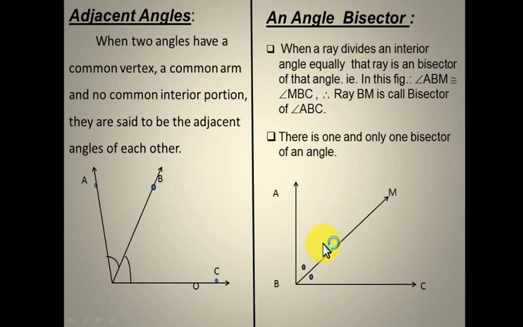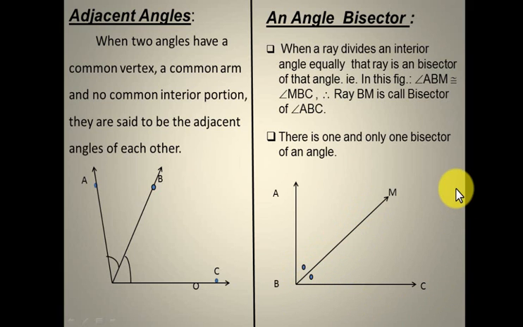Okay, in this we learn two things. What is an angle bisector? BM is an angle bisector, having equal measuring angles. We call it an angle bisector. What is a bisector? A bisector is that ray which cuts an angle into two equal parts.